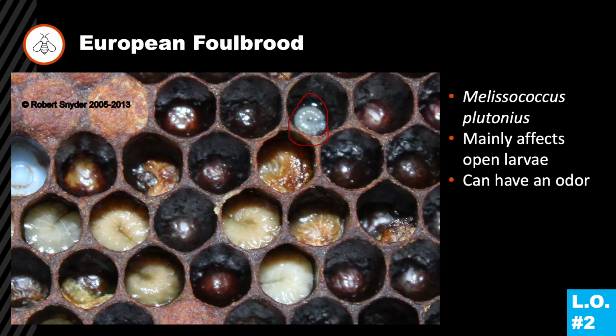In this frame that's affected by European foul brood, you can easily see abnormal larvae that are discolored, desiccated appearing, or completely dried up here, forming a scale. European foul brood can have an odor, but unlike American foul brood, it does not have as strong of an odor, and depending on an individual's sense of smell, it may or may not be detectable or noticeable during the exam.